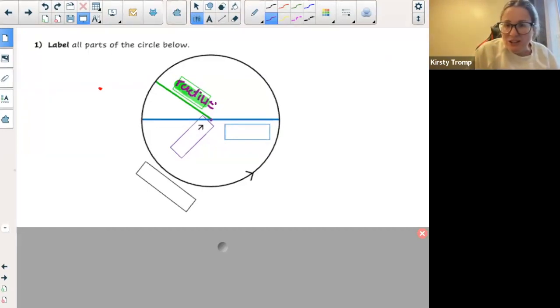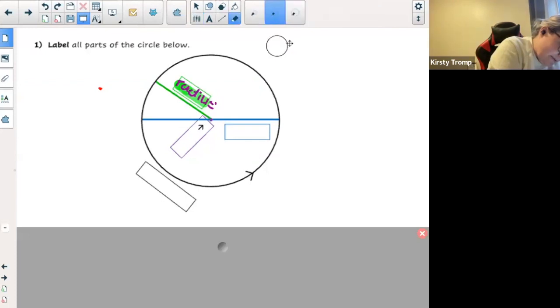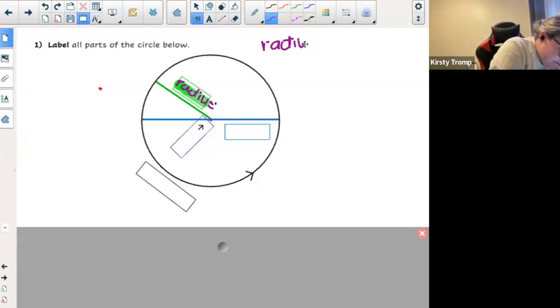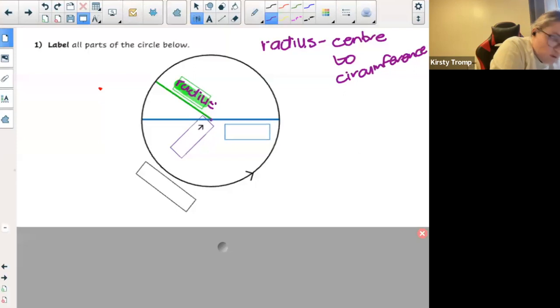Thank you so much. All right. So, guys, the radius. Let's try again. My goodness, this writing tonight. So, the radius goes from the center to the circumference. And the word circumference is just a very fancy way of saying the outside.